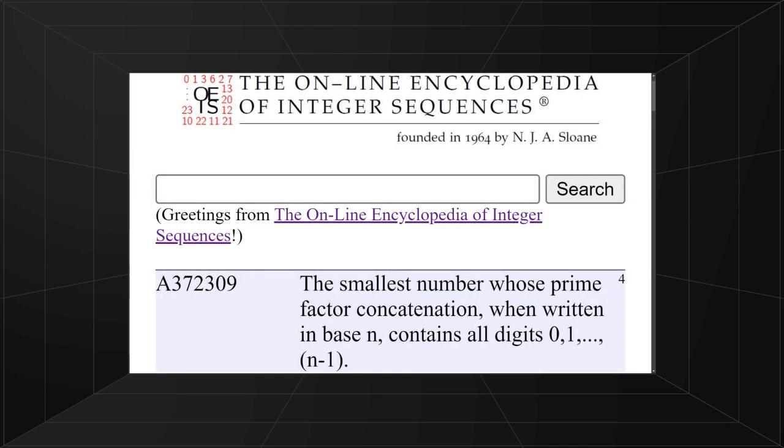Hello! I came across this sequence on the online encyclopedia of integer sequences, A372309, the smallest number whose prime factor concatenation, when written in base n, contains every digit between 0 and n minus 1. Let's go through an example to help illustrate the idea here.